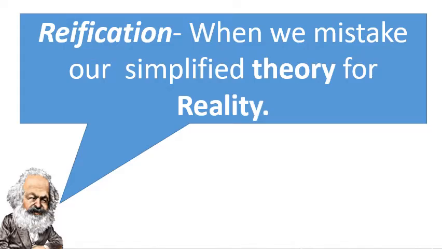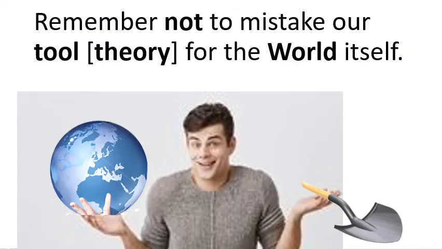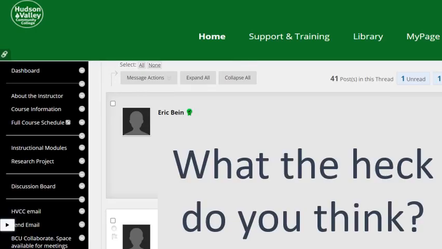One theory we'll look at later in the semester, Marxism, has a term for when we mistake our simplified version of the world, our theory, for actual reality. You don't have to remember the word reification, but do remember not to mistake our theories, our tools, for the world itself. And most importantly, you should be thinking about, what is your reaction to each of the theories? What do you see as the strengths and weaknesses of each?